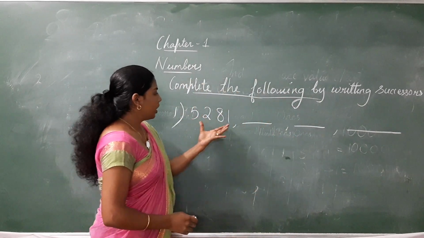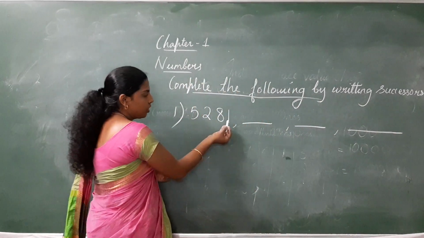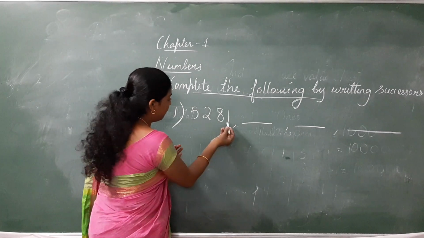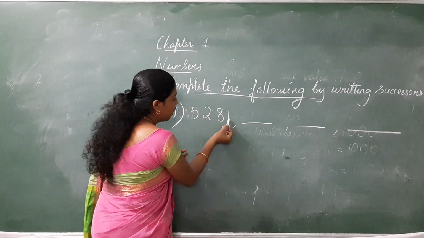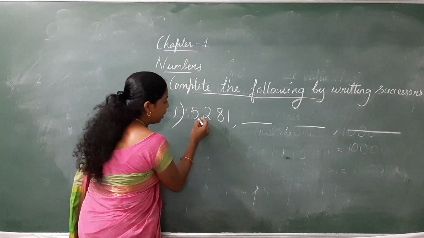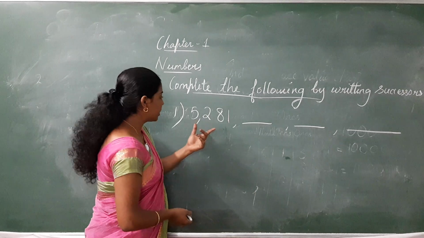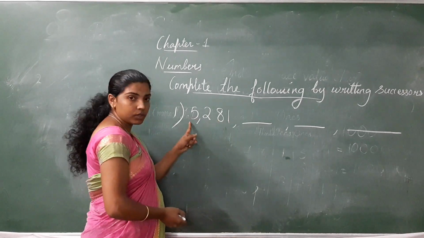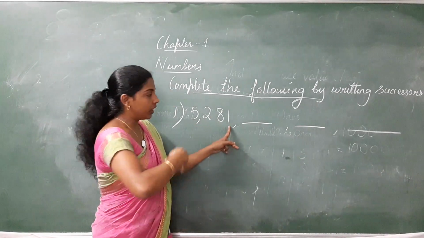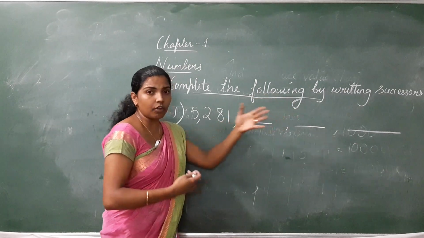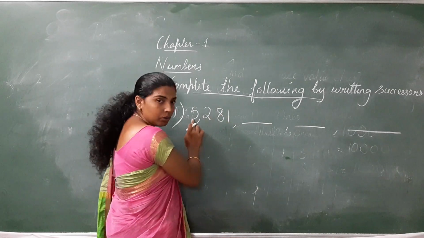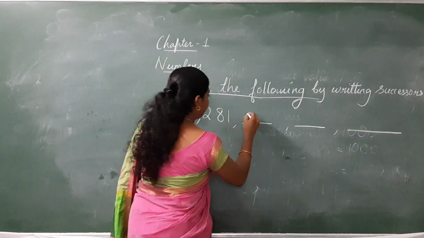See the question. First, let us read this number. Before reading we should put a comma. After the first period we have to put a comma. The first period ends after ones, tens, hundreds. After that, put a comma. Now let us read this number: ones, tens, hundred, thousand. So the number is 5281. In order to write the successor, we add 1 to the given number. When we add 1 to the given number, we get 5282.